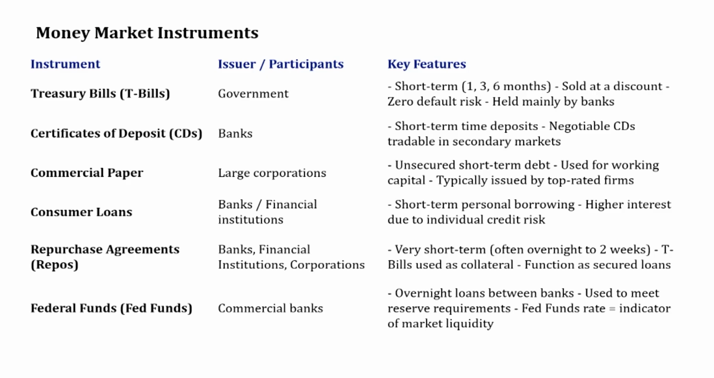Beginning with treasury bills, government securities with maturities of 1, 3, or 6 months. In general, they are sold at a discount and redeemed at face value, which means the difference represents the interest earned. Treasury bills are considered risk-free as they are backed by the government, and they are mainly held by commercial banks.